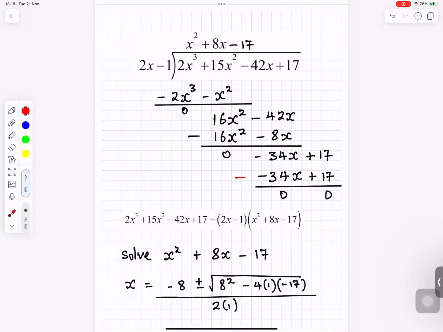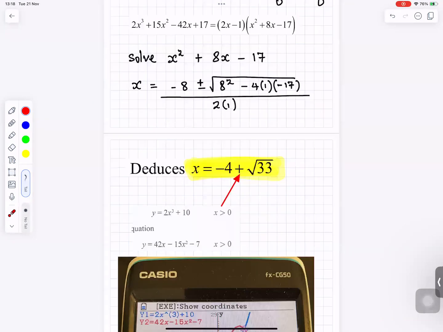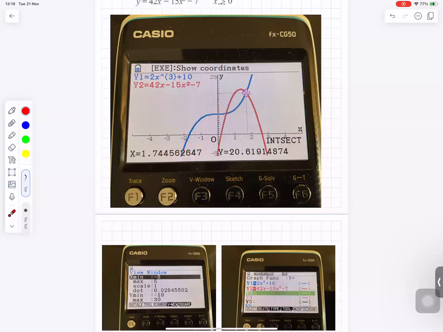And you can factorize that using the quadratic formula. So you have 2x minus 1 and x squared plus 8x minus 17, which you put in the quadratic formula, and you get minus 4 plus square root of 33. But because they want x to be greater than 0, that's why we use that one. So if you plot the graphs 1 and 2, red and blue, you will see where they meet. x is 1.744, where they intersect.